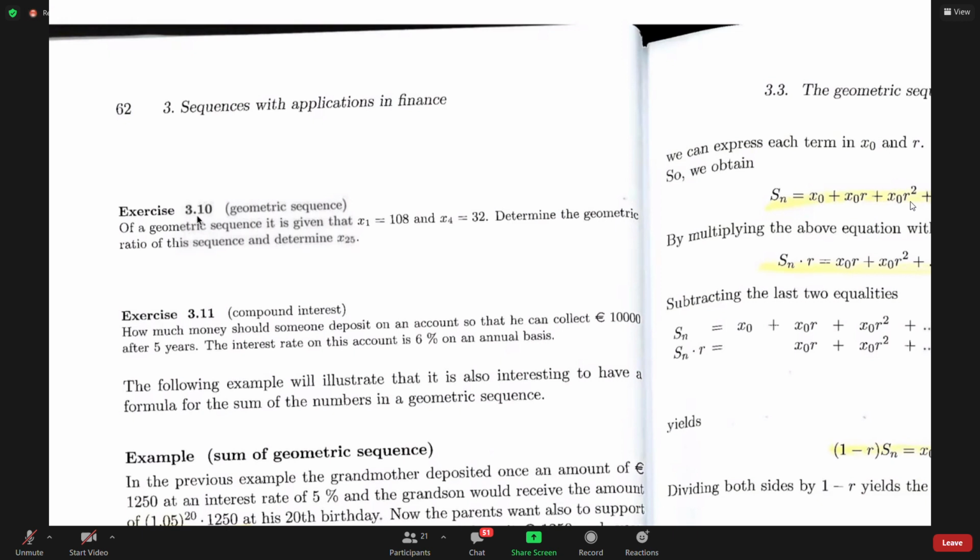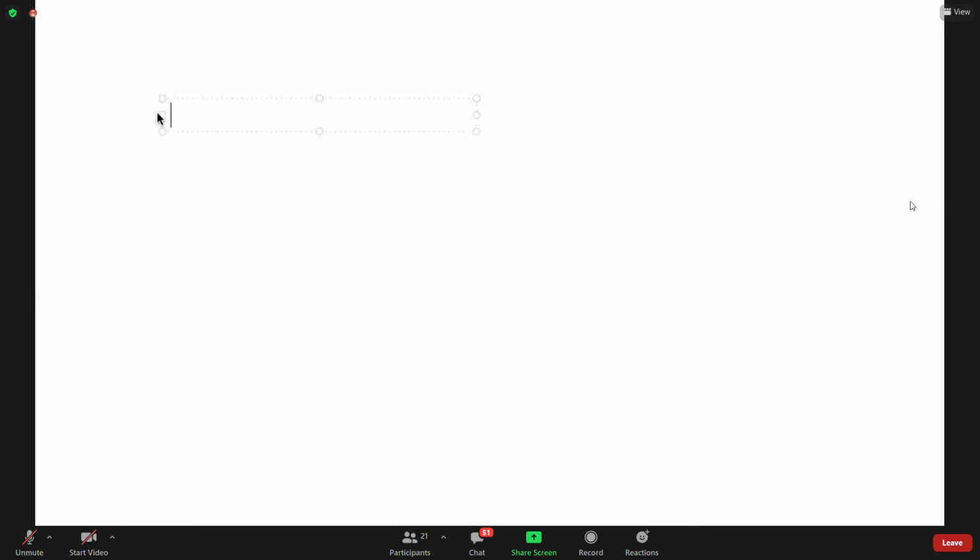So, of a geometric sequence, it is given that x1 is equal to 108 and x4 is equal to 32. We have to determine the geometric ratio and then to determine x25. Let's go to the whiteboard and write it down. So we know x1 is equal to 108 and x4 is equal to 32. We are asked to determine x25 and the ratio r.